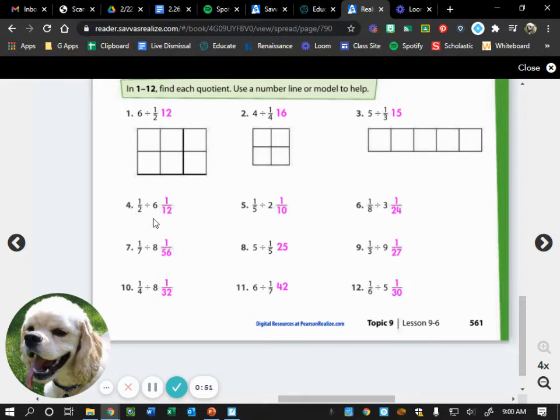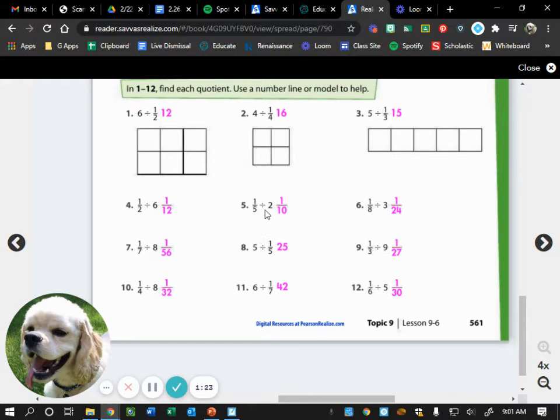So then we had number 4. For number 4, I see a whole number. So automatically we would turn that into a fraction, 6 over 1. So I would keep 1/2 the same, change the division symbol to multiplication, and flip 6 over 1 into 1 over 6. So we would have 1 over 2 times 1 over 6. 1 times 1 is 1. 2 times 6 is 12. And we can't simplify anymore, so 1/12 for number 4. Give me a thumbs up if you got number 4 correct. Awesome.